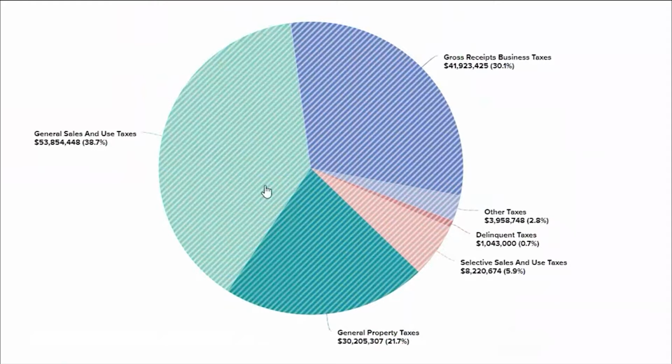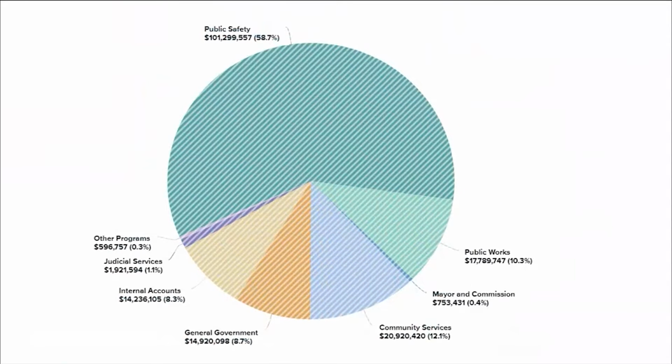Now let's explore expenditures for the City General Fund to see where this money goes. This pie chart breaks down City General Fund expenditures by functional area. As we can see, the largest functional area for the city is public safety, followed by community services, public works, general government, internal accounts, judicial services, the mayor and commission, and other programs. We can learn more about the services provided by the city by exploring some of these functional areas further.